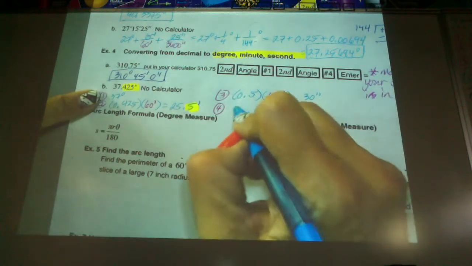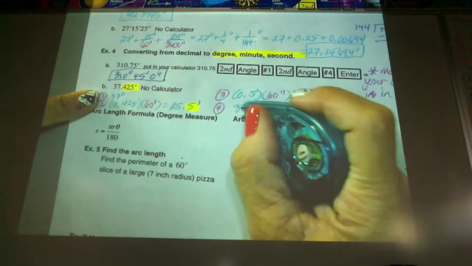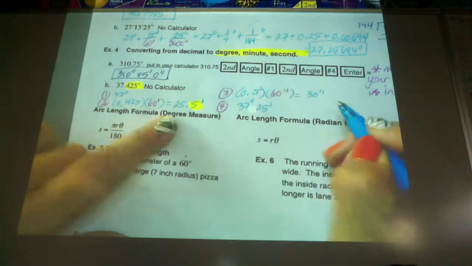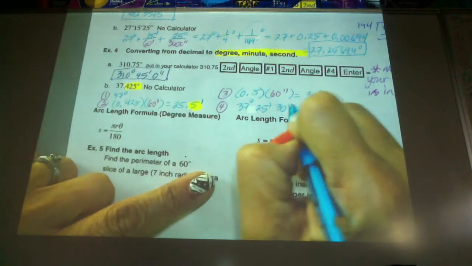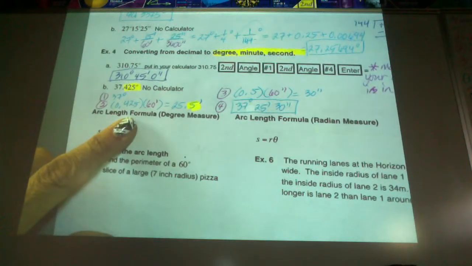So I've got 37 degrees, and then I have 25 minutes, and then I have 30 seconds. That's my final answer. And that was all done by hand.